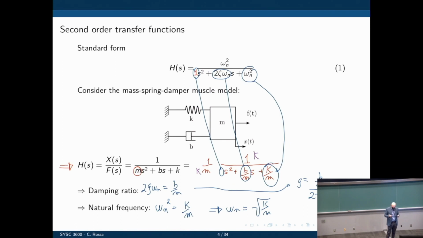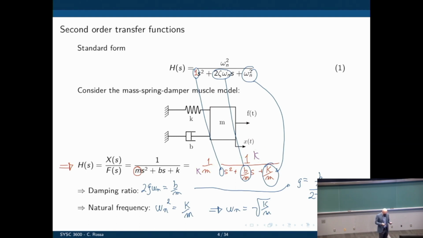So for consistency, if you want to really write that in the standard form, then simply put a k on top there. So now we have k over m. Right? And then divided by k, so we don't change the magnitude of the function. And then you can identify your omega n there as well.